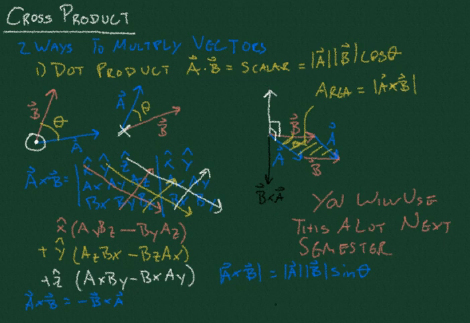Your book has some problems on this, and Halliday, Resnick, Walker has tons of problems on this. So I would definitely work some of those, because you are going to have a cross product problem when you take this unit's exam.